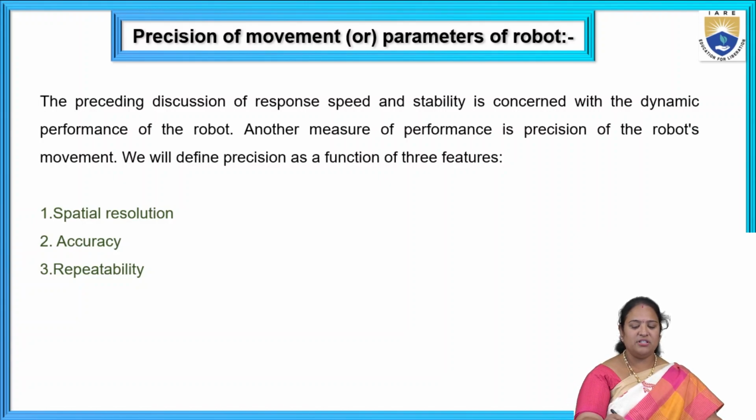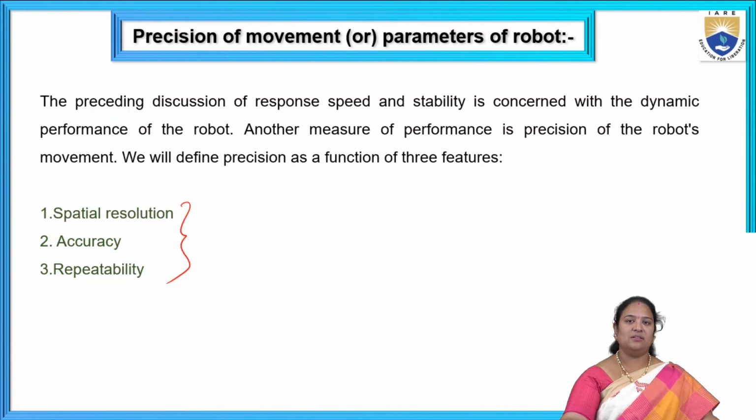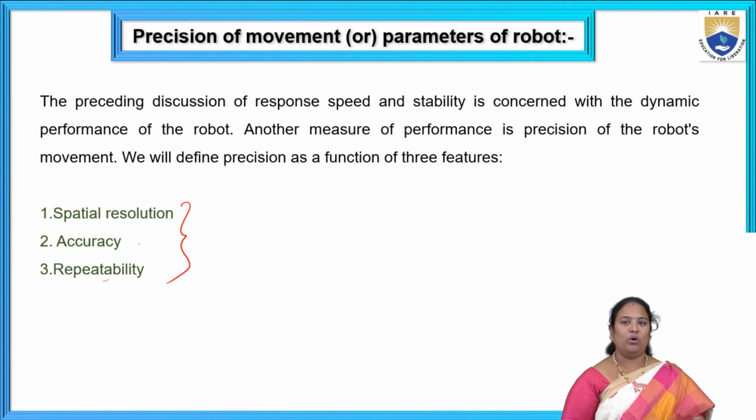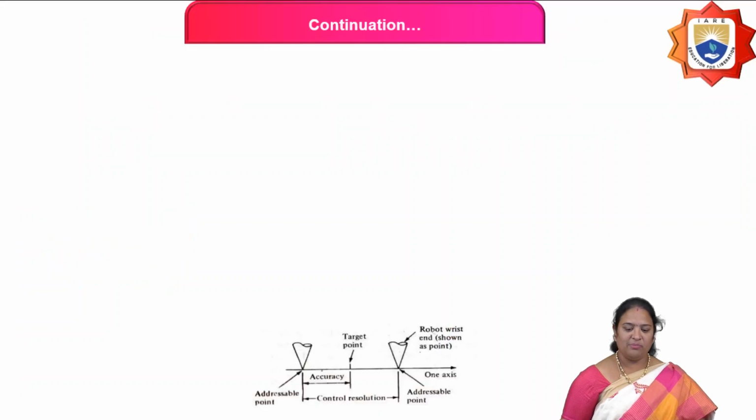So in the precision of movement, we again have three features: spatial resolution, accuracy, and repeatability. Now, what do we mean by this? The performance of the precision of the robot movement is defined as a function of these three features, that is spatial resolution, accuracy, and repeatability. What does a robot do here? That we will be seeing.